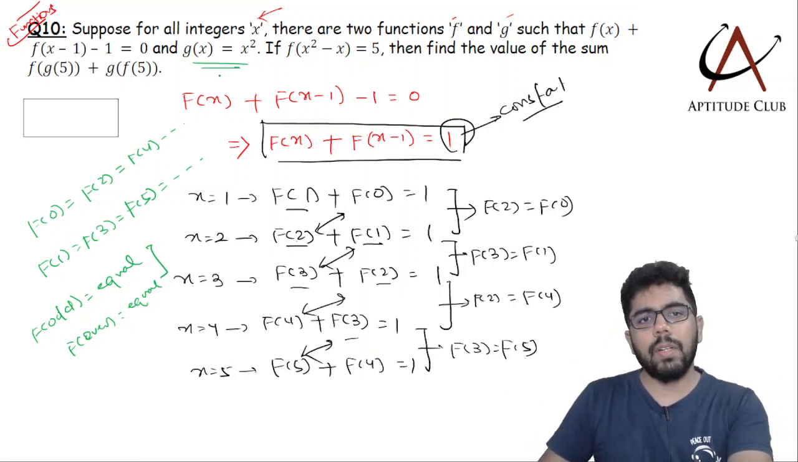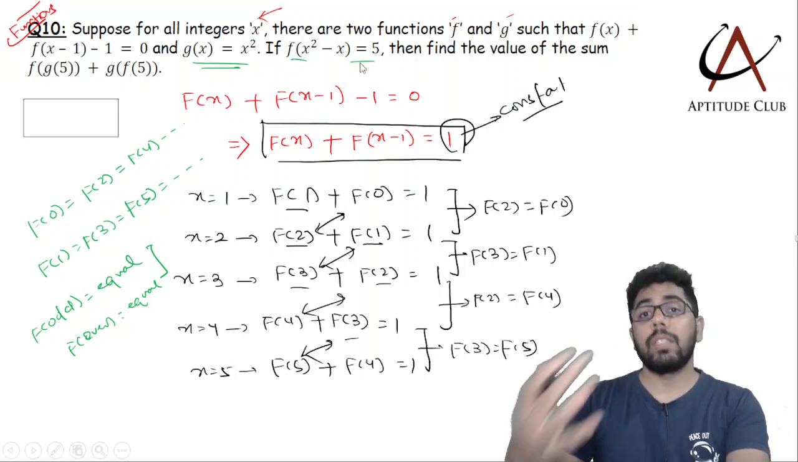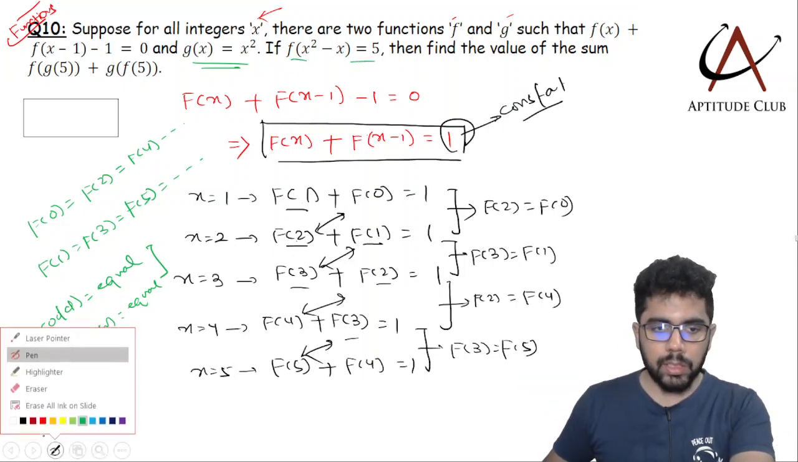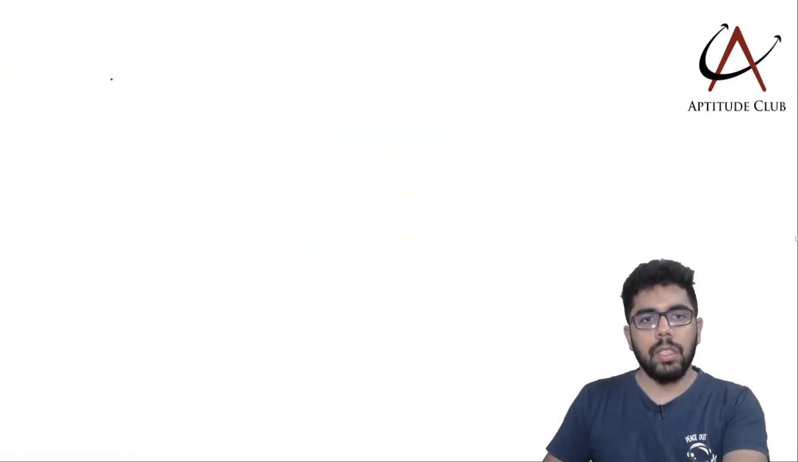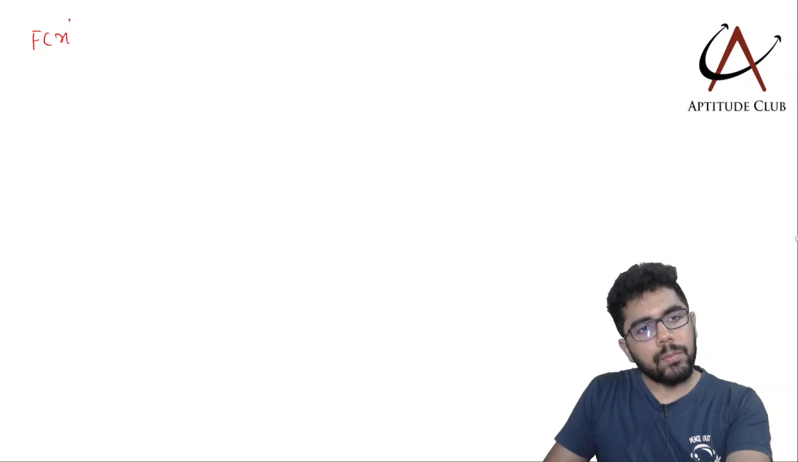Then g of x is defined as x square if f of x square minus x is equal to 5. Now let us go to the question. We have derived this and this is a very important conclusion. Let's take a look at this. Here it is saying f of x square minus x is equal to 5.